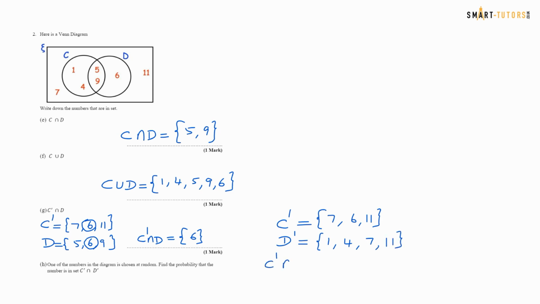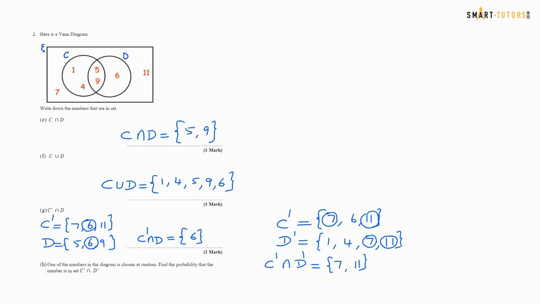C dash intersection D dash is 7, which is the common one, and 11 is the other common one. So 7 and 11 are common to C dash and D dash. So there are only two elements.